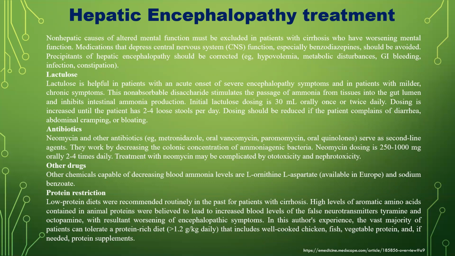Initial lactulose dosing is 30 milliliters orally once or twice daily. Dosing is increased until the patient has 2 to 4 stools per day. Dosing should be reduced if the patient complains of diarrhea, abdominal cramping, or bloating. Neomycin and other antibiotics serve as second-line agents. They work by decreasing the colonic concentration of ammoniagenic bacteria and can prevent complications such as bacterial peritonitis. Treatment with neomycin may be complicated by ototoxicity and nephrotoxicity, and we should remember about it.